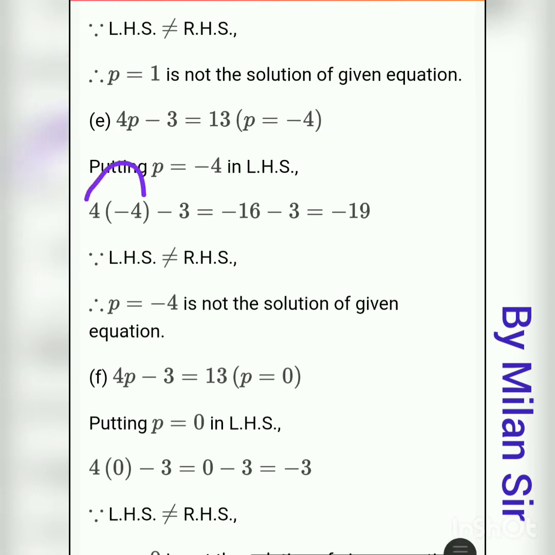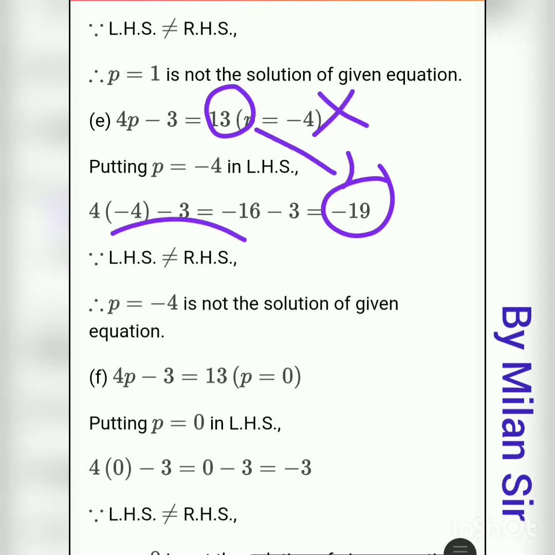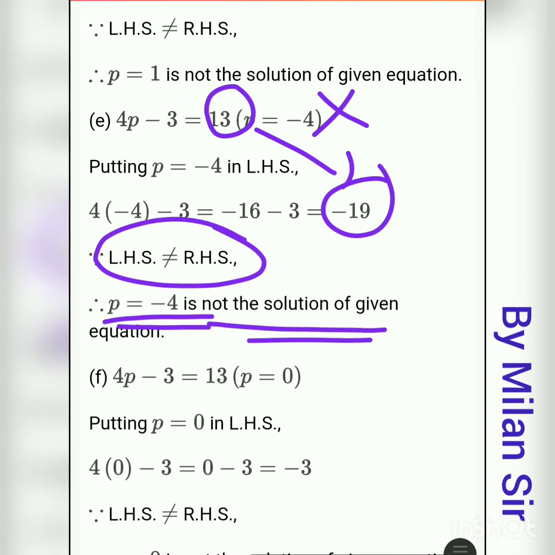So 4 fours are 16, with plus minus giving minus, and put this minus 3 as it is. Now minus 16 minus 3 is 19. The bigger number 16 has the negative sign, so we get the answer minus 19. But here we have 13. These two answers are not the same. So LHS is not equal to RHS. So p is equal to minus 4 is not the solution of this equation.